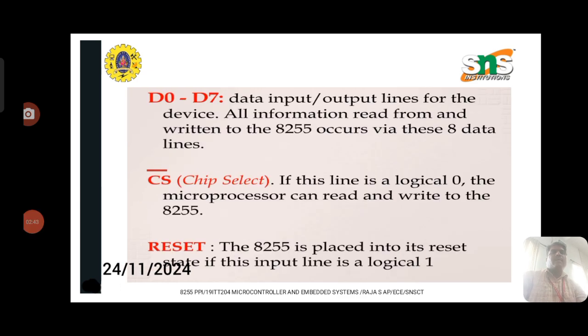So in this block diagram, D0 to D7 are the data input-output lines for the device. All information read from and written to the 8255 occurs via these 8-bit lines only. Chip select: if this line is logical 0, the microprocessor can read and write to the 8255. Reset: the 8255 is placed into its reset state if this input line is logical 1.